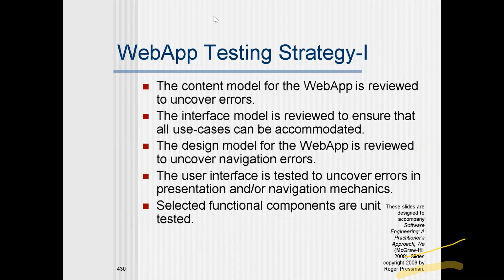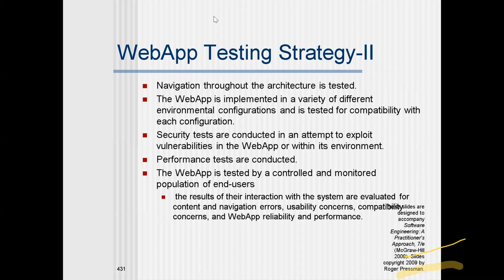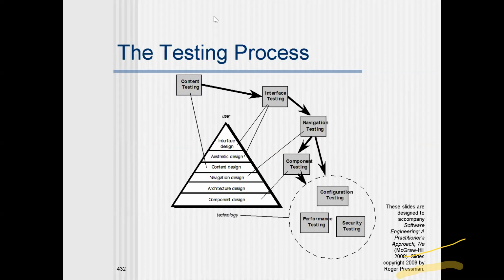So every possible thing that we learned in the dimensions, every dimension of the web app should be tested, plus the navigation part, the security part, the performance part, the client server, the network part, everything should be tested according to the web app testing strategy. So this is a testing process. This is an important question.